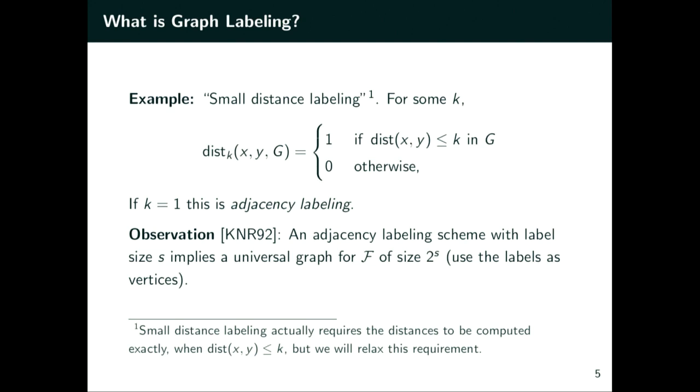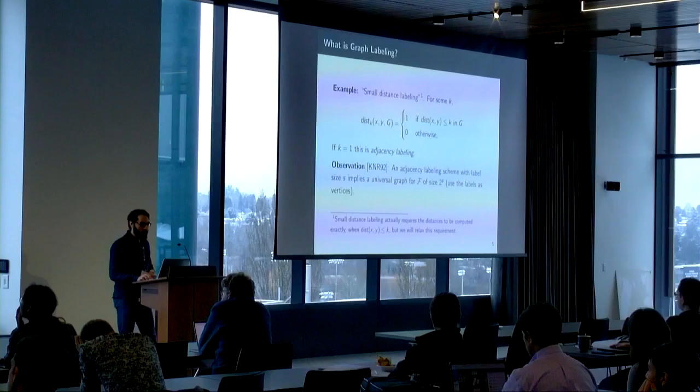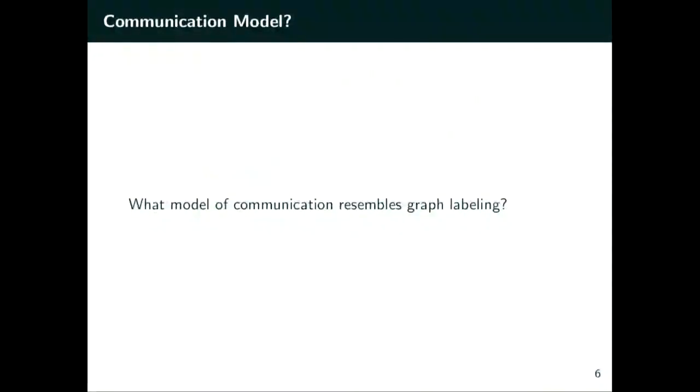And an observation that connects this to universal graphs is that if you have an adjacency labeling scheme where the labels are all of size S, then that implies a universal graph for that family F of size 2 to the power of S, because we can just take the set of all possible labels as our vertices in the universal graph and connect 2 things if the decoder outputs 1 on those 2 vertices. Okay? So graph labeling implies universal graphs.